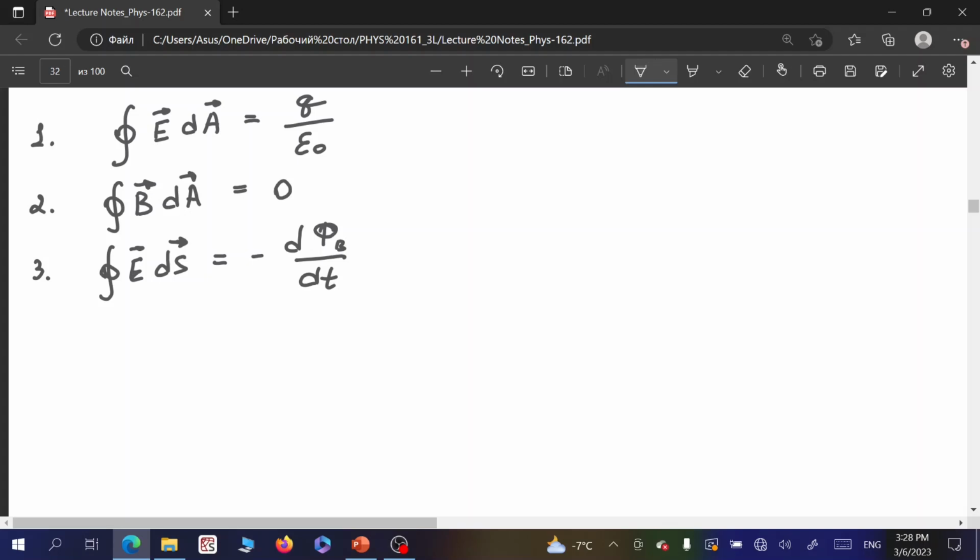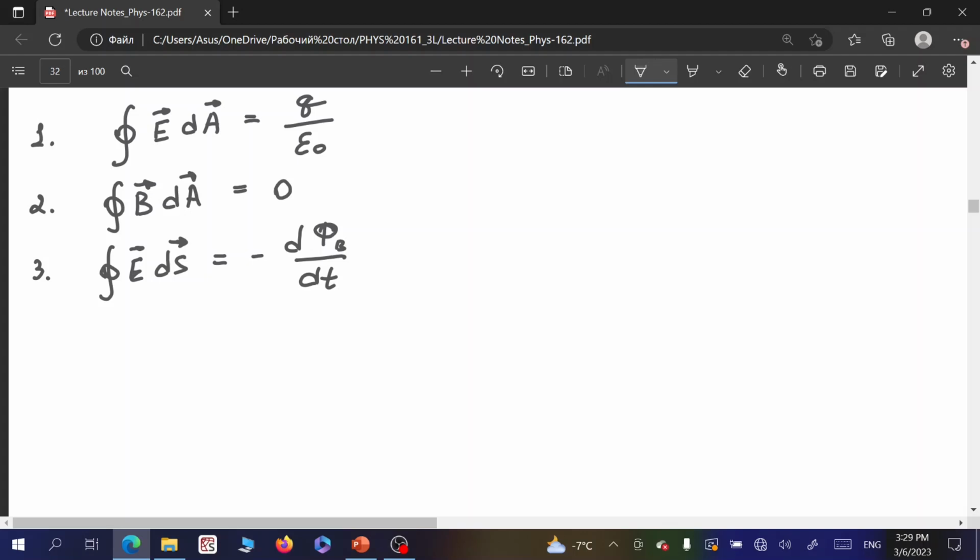So now we can consider equations 1 and 3. We can claim that they describe two options for sources of electric field. Either we deal with, let's call it, the electrostatic case, when the electric field is created by electric charges, or the electric field is created by time-varying magnetic field flux.